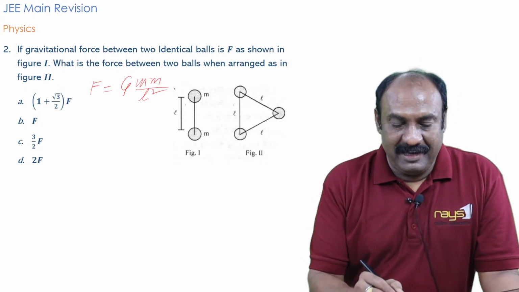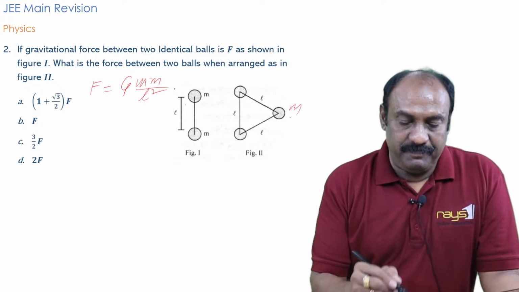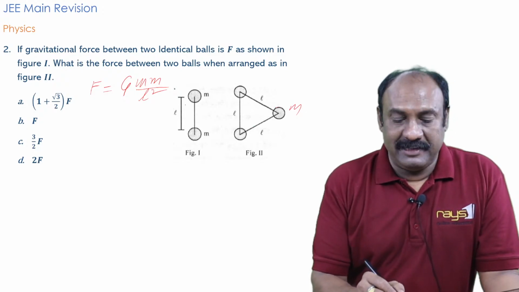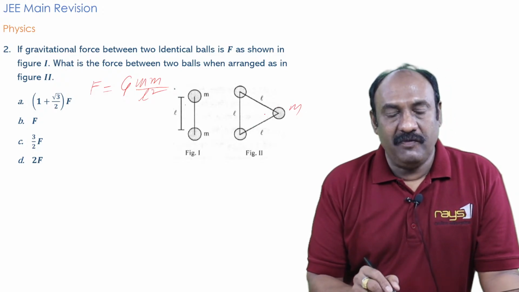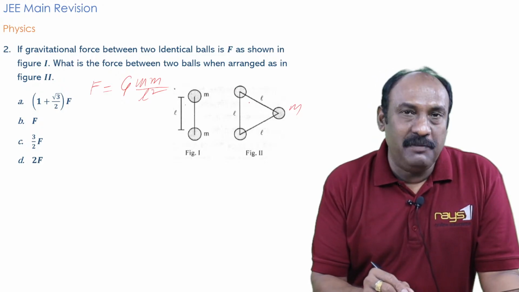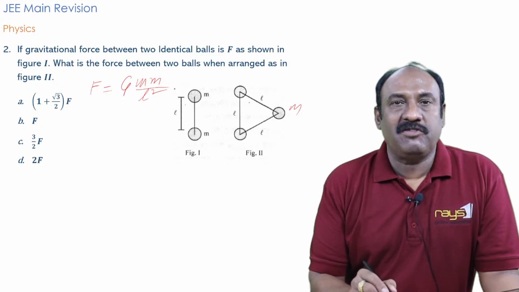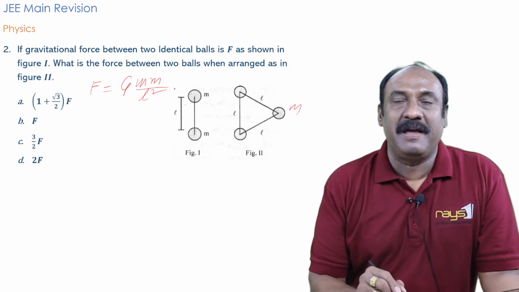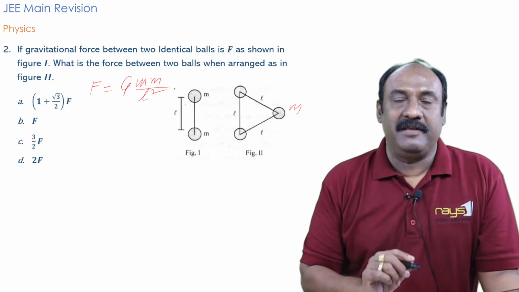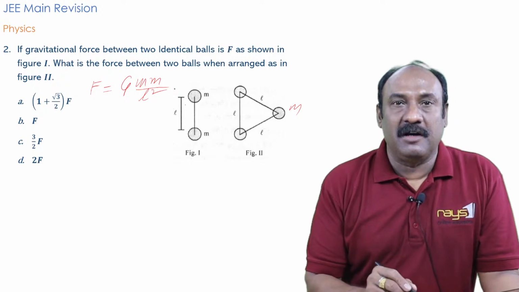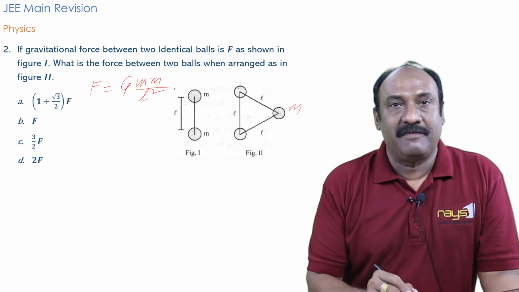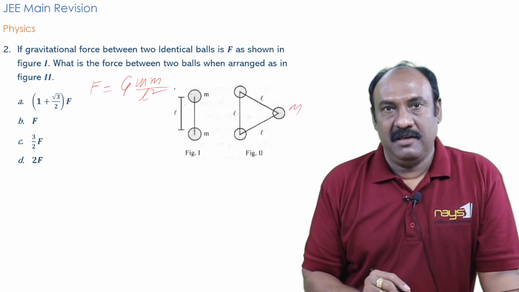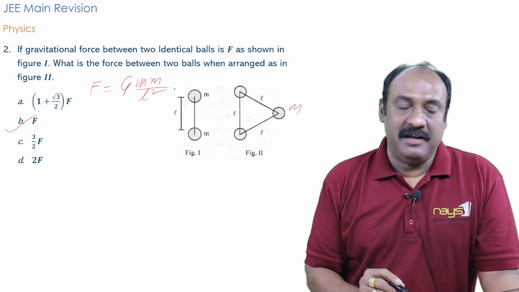If a third ball of the same mass is kept in between these two at a certain angular position, then what will be the force between the two initial balls? The force between any two point objects cannot be affected by the presence of a third body. So the force is the same even though the third body is kept at a certain distance from these two balls. So the answer is F for question number 2.